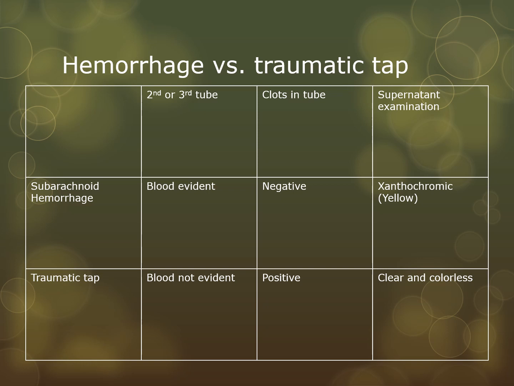The supernatant, when you spin it down for a subarachnoid hemorrhage, could be xanthochromic, which is yellow. And for a traumatic tap, once it's spun down and all those cells go to the bottom, the supernatant is going to be clear and colorless. We always want to look at the second and third tube to make sure there's no blood evident. And if there is in the second and third tube, it's a pretty good indication that our patient has a subarachnoid hemorrhage.